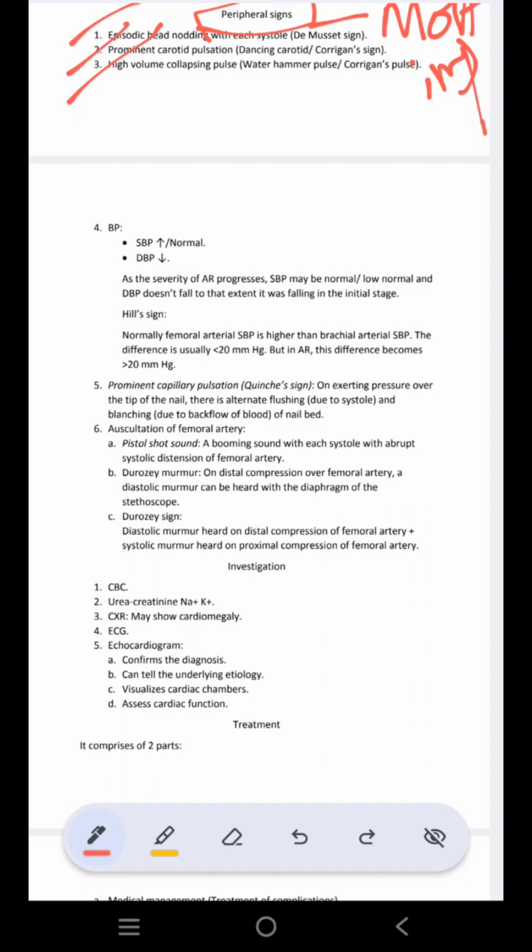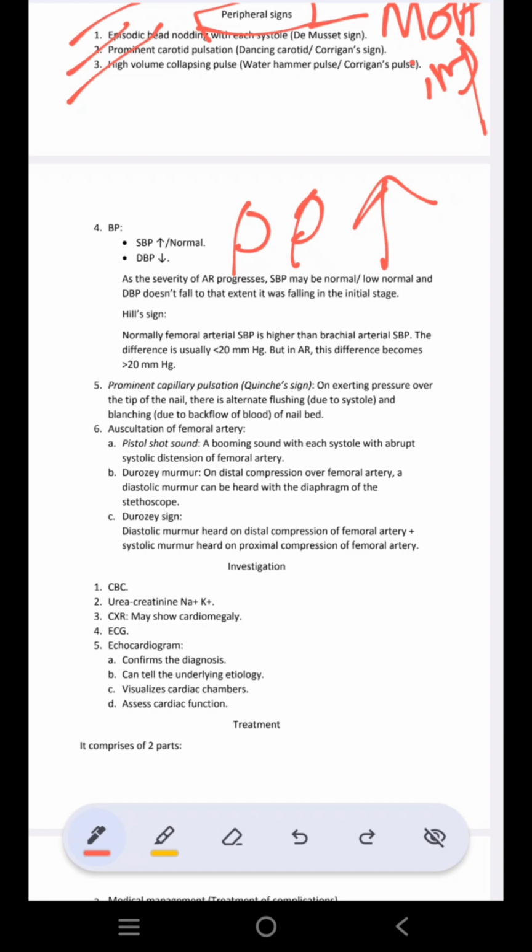Now, why does this happen? As the severity of the AR progresses, SBP can be normal or low normal, and DBP doesn't fall to that extent as it was falling in the initial stage. Okay. Now, let us come to the Hill sign.